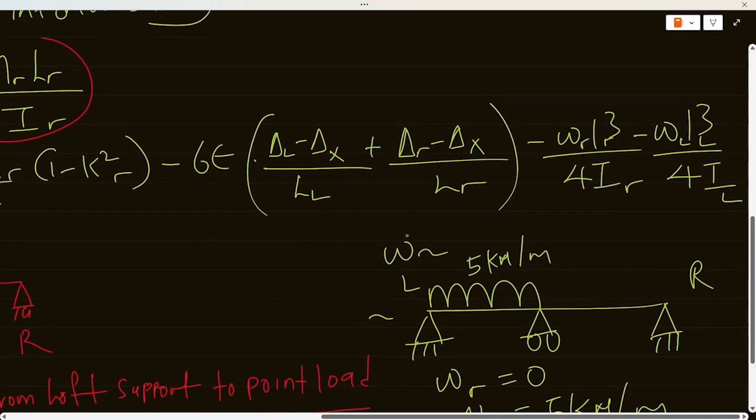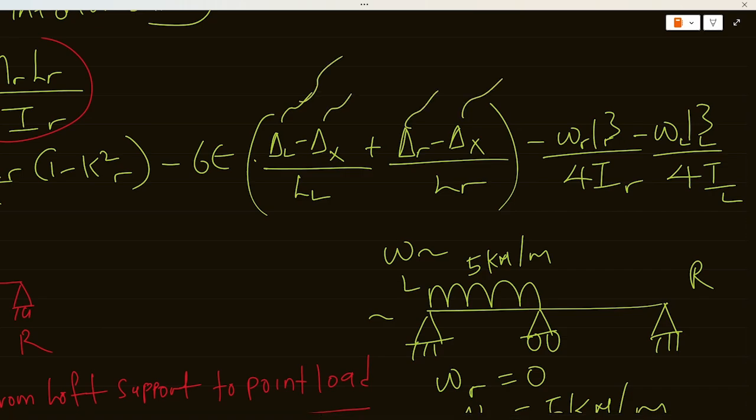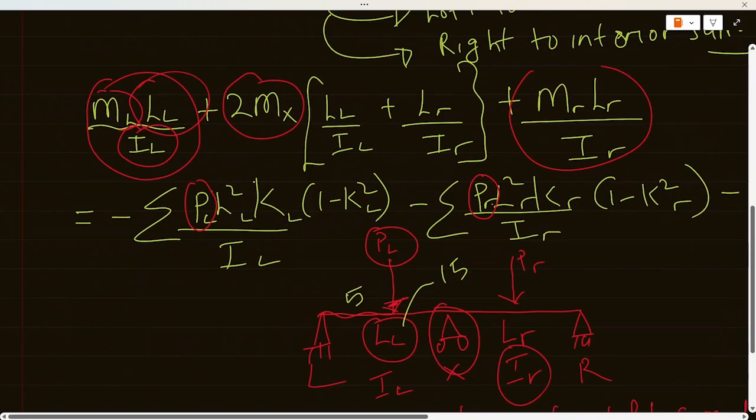Now, once again, these are support settlements. Maybe we're dealing with the left support and it settles. That support settlement would be included here. If we're dealing with support settlement at the interior support, this is delta X. If we're dealing with support settlement at the support to the right of the interior support, this is it. I'm just pointing it out and noting it for every one of us. So this is how it works, guys. In the next video, we will look at examples.